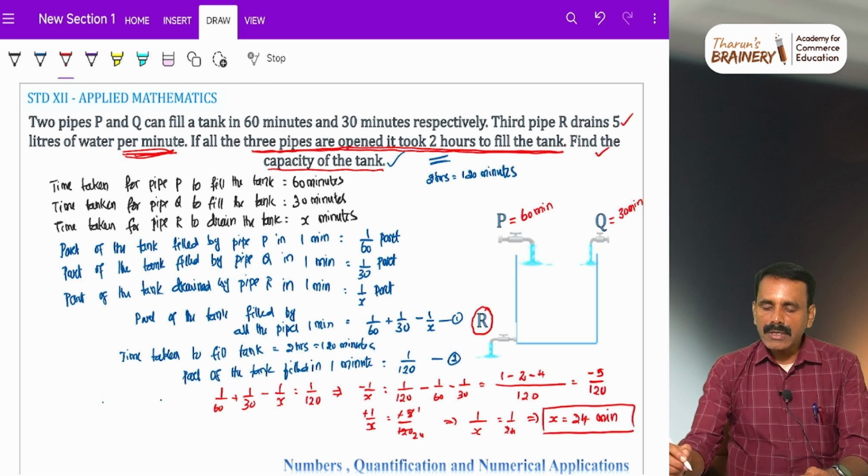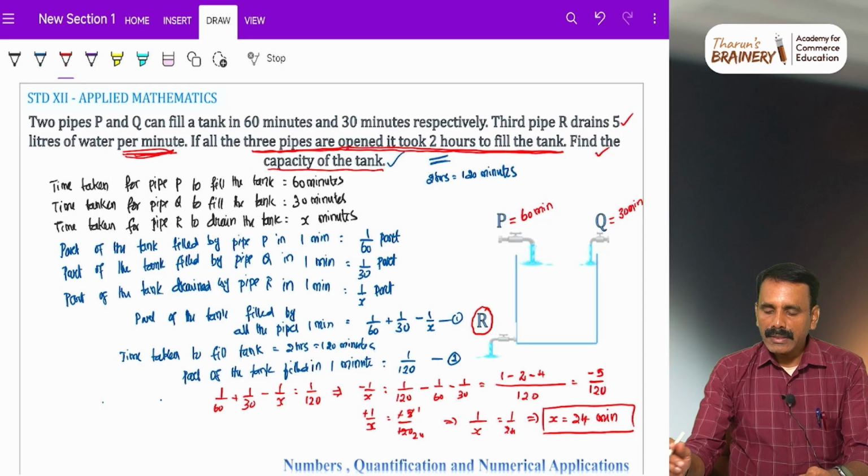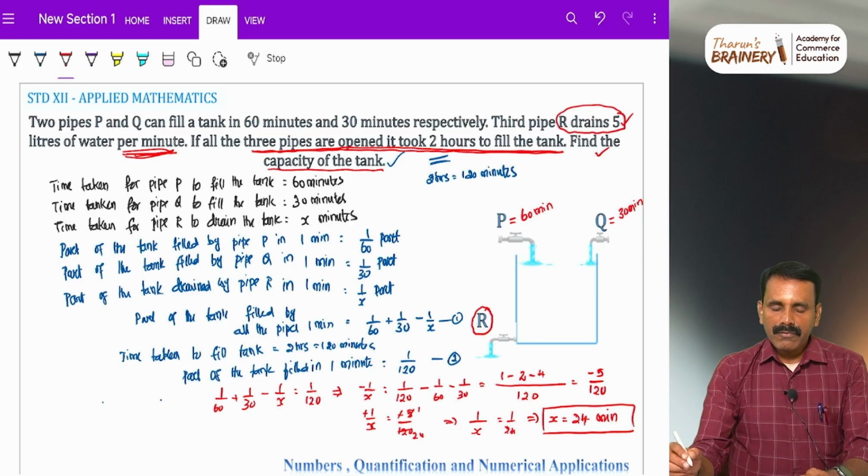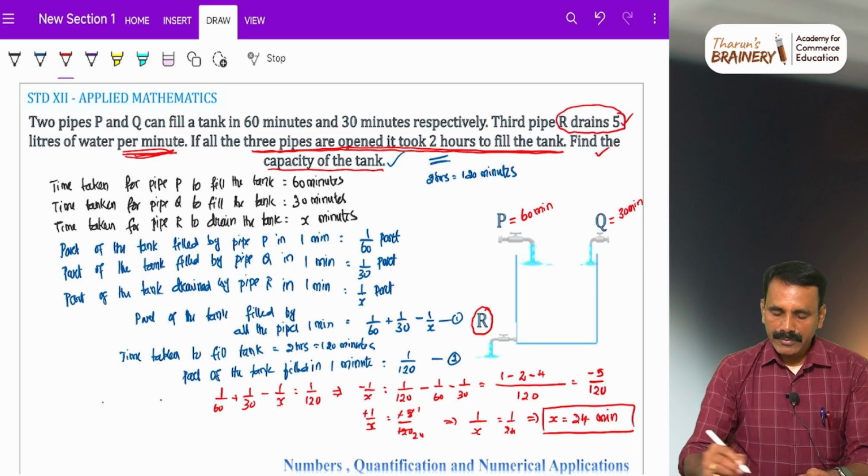Here we are not going to concentrate on the time taken by the pipe R to drain the entire tank. Our aim is to find the capacity of the tank, and they have given another data. R drains 5 liters of water per minute. Okay.